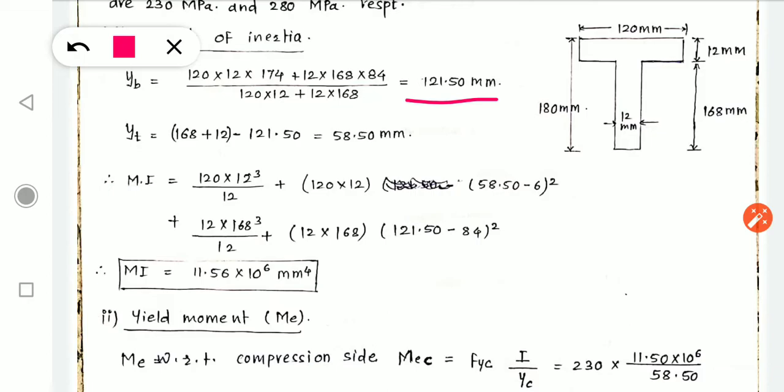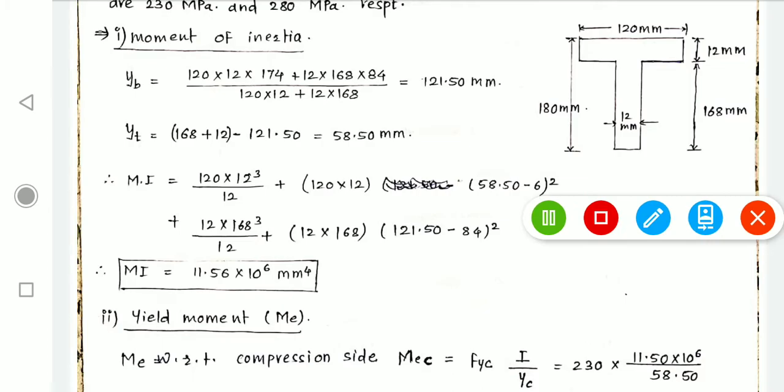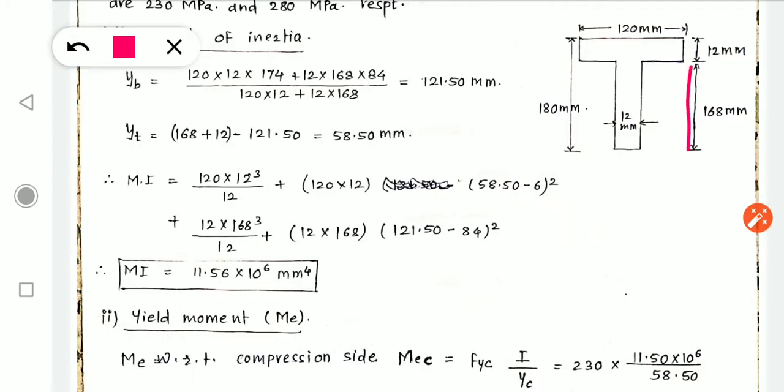Okay, now once we get y from the bottom side, we need to calculate y from the top also, but no need to revise this formula. You can simply subtract y bottom from the total height. That's what I did. See here, I have added this 160 plus 12, which sums up to 180 in this bracket, and I subtracted y from bottom from this total height, and then I get to know y from top is 58.50 mm.